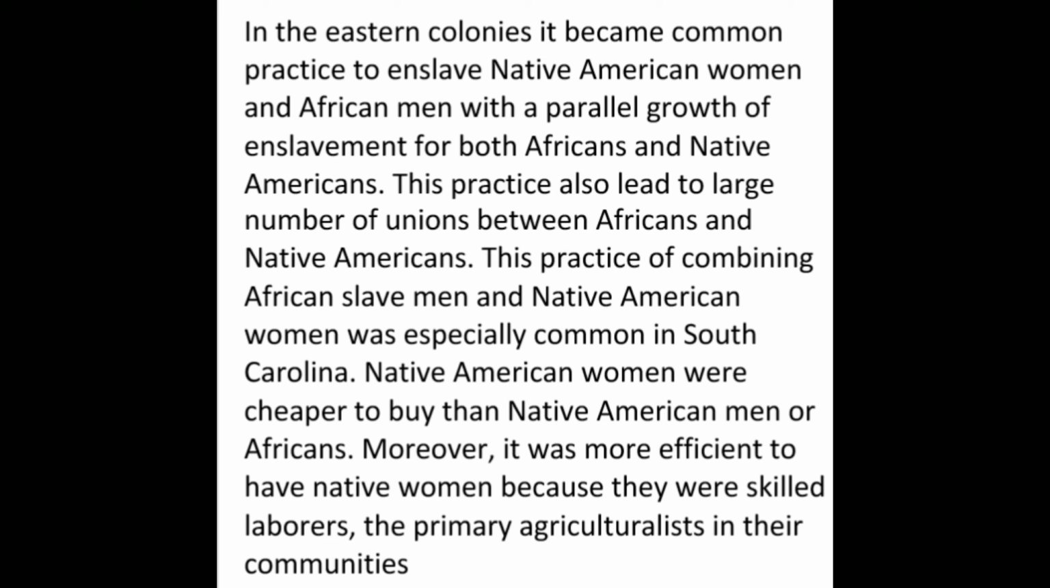In the eastern colonies, it became common practice to enslave Native American women and African men, with the parallel growth of enslavement for both African and Native Americans. This practice also led to a large number of unions between Africans and Native Americans. The practice of combining African slave men and Native American women was especially common in South Carolina. Native American women were cheaper to buy than Native American men or Africans. Moreover, it was more efficient to have Native American women because they were skilled laborers, the primary agriculturalists in their communities.